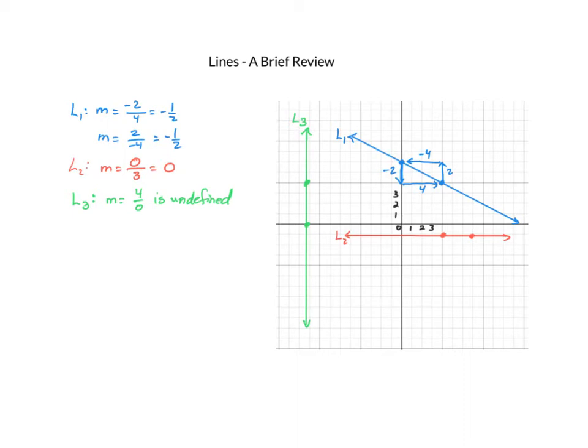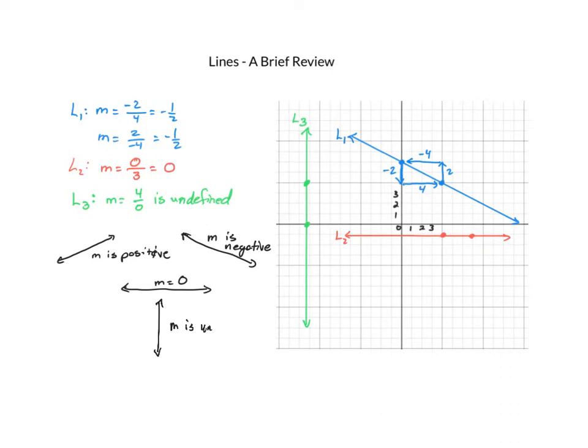So to summarize, a line that is increasing from left to right would have a positive slope. Any line that is decreasing from left to right has a negative slope. Any horizontal line has a slope that's equal to 0. And any vertical line has a slope that is undefined.